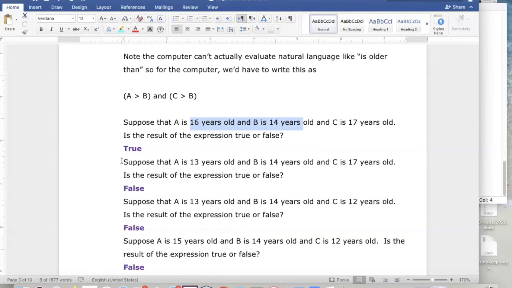Suppose that we have different ages for the people. Suppose A is 13, B is 14, and C is 17. In this case, A is not greater than B. A isn't older than person B. So this first expression is false, but the second expression is true, 17 is greater than 14. But because we're applying the AND operation, we get a false answer. It's only going to give a true answer if both of the sub-expressions are true.